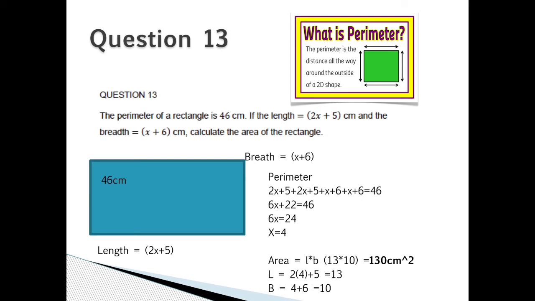You will then substitute x back into the length and breadth, and you will then be able to identify the length and the breadth. The length will equal 2 times 4 plus 5, which is 13, and the breadth will equal 4 plus 6, which is equal to 10. Area is calculated by multiplying the length times the breadth, so 13 times 10, which will give you 130 centimeters squared.